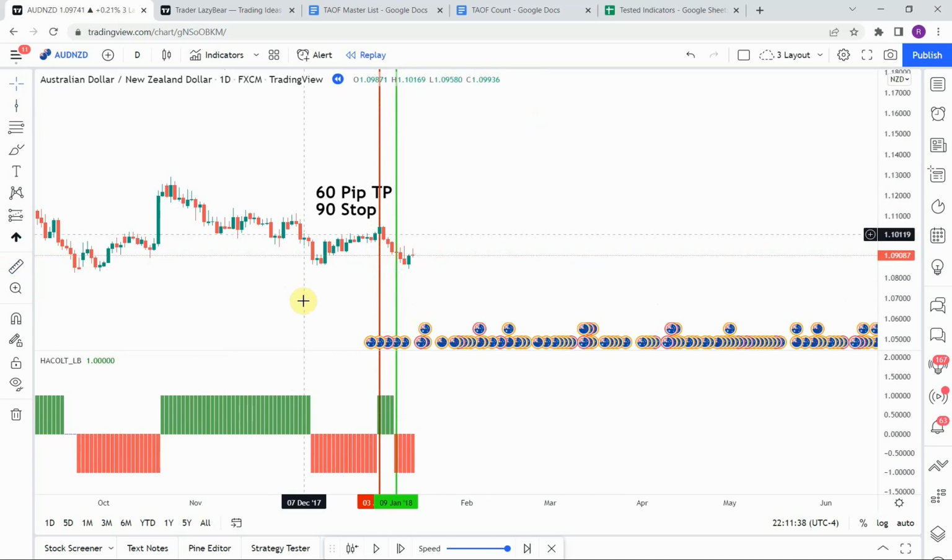Alright, so the first signal that we pick up is a long signal. You can see right here we get that break from the red and it turns into a green bar. We enter right here and immediately price reverses and starts pushing down on us. That one does come down and get us stopped out.